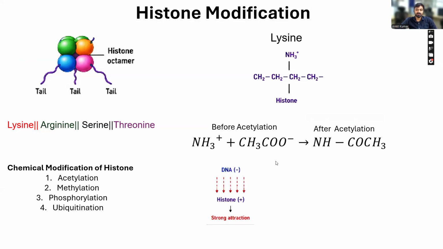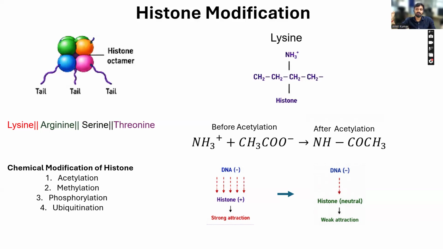Once it gets neutralized, definitely it will be very easy. Earlier, there was a strong attraction between the DNA molecule and the histone protein. After acetylation, due to neutralization of the histone protein, the charge will decrease on the histone protein. Now there will be a weak interaction. And due to this weak interaction, the remodeling of chromatin will happen very easily, and finally it will be easy for another enzyme to open the nucleosome, as I have told you earlier.